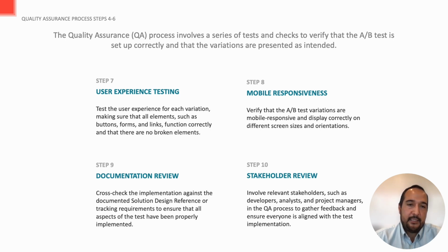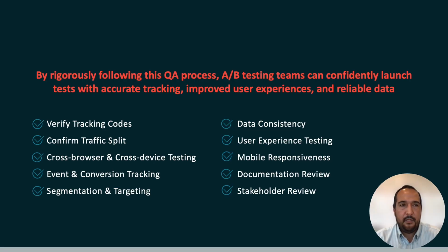And finally, in a stakeholder review, we want to involve all of our relevant stakeholders, such as developers, analysts, and project managers, in the QA process to gather feedback and ensure that everyone is aligned with the test implementation. By rigorously following this QA process, A/B testing teams can confidently launch tests with accurate tracking, improved user experiences, and reliable data.